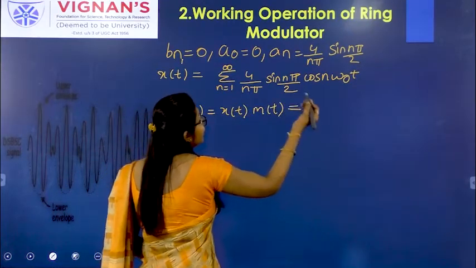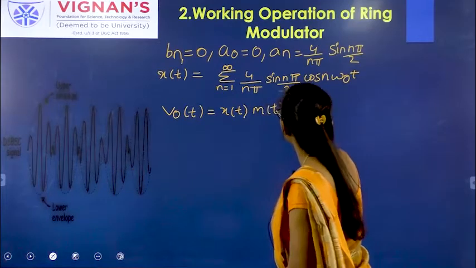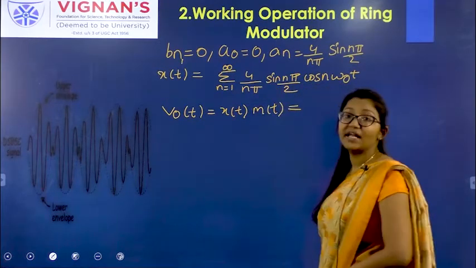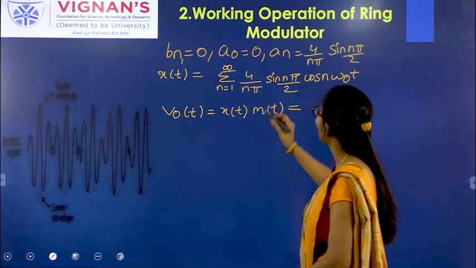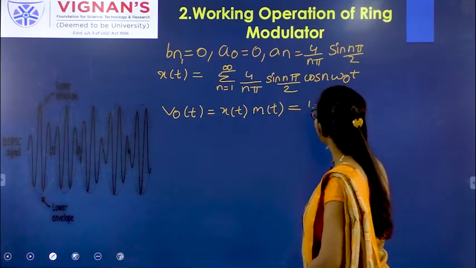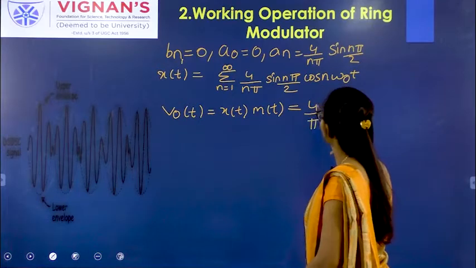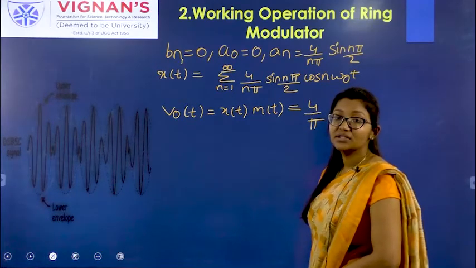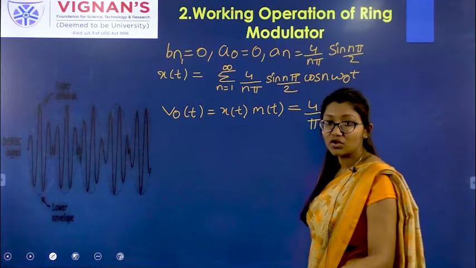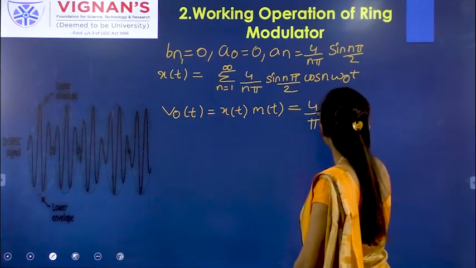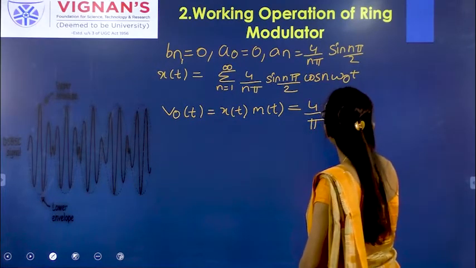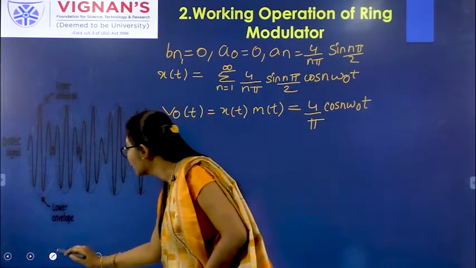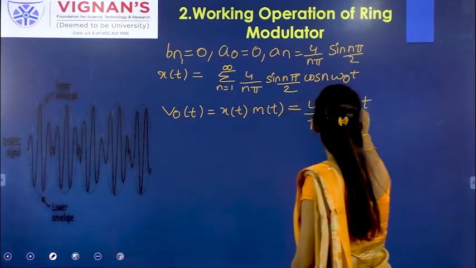So again multiply with m of t, but here I am considering the value of n as 1. If I keep n equal to 1, what will you get? 4 by pi sin pi by 2. Sin 0 is 0, sin pi by 2 is 1. So you will get 4 by pi cos omega naught t. Since n is already 1, there is no need to write n here.